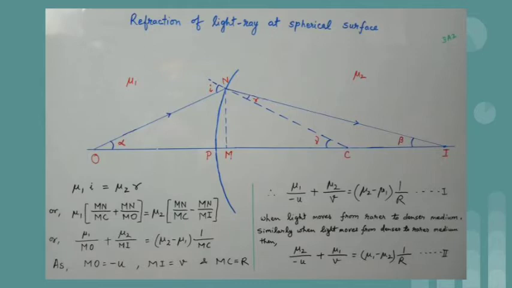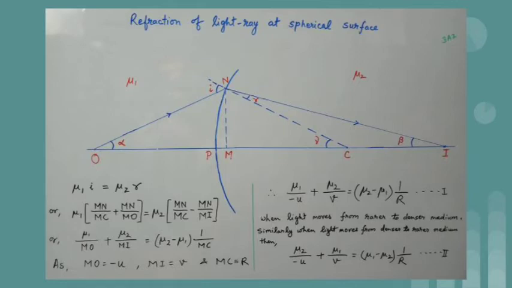Using Cartesian sign convention, we see that the object distance Mo is equal to minus u, image distance Mi is equal to v, and radius of curvature Mc is equal to r. Finally, we get mu1 by minus u plus mu2 by v is equal to (mu2 minus mu1) times 1 by r. This relation we obtain when refraction takes place at a spherical interface, when a light ray moves from rarer to denser medium and mu2 is greater than mu1, for example from air to glass.